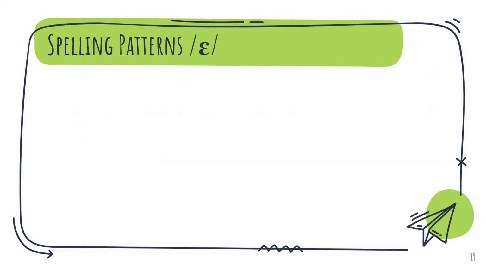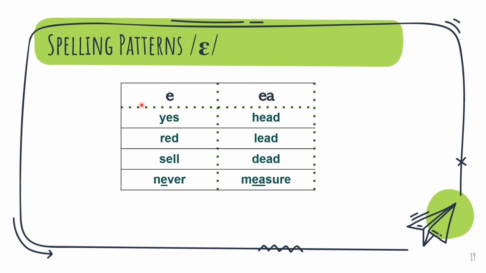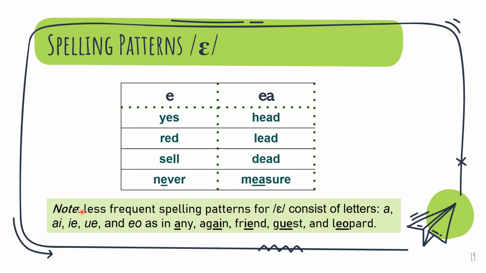Spelling patterns for vowel sound e. Yes, read, sell, never, had, led, dead, measure. We also have less frequent spelling patterns for e, which consist of letters like this. You can read them like A, AI, IE, UE, and EO, as in any, again, friend, guest, leopard. Keep in mind that it's a relaxed sound.